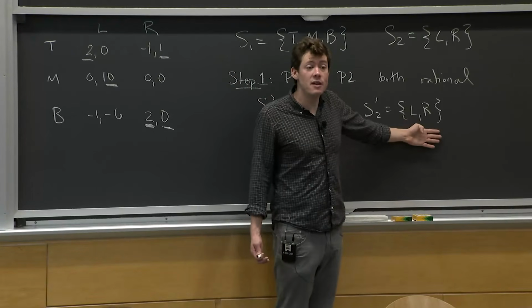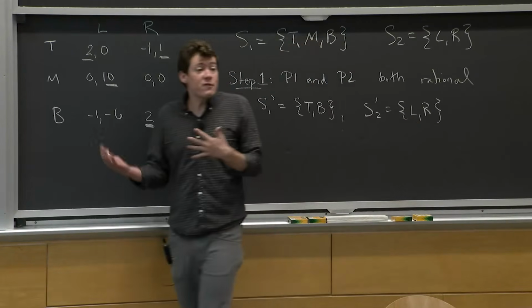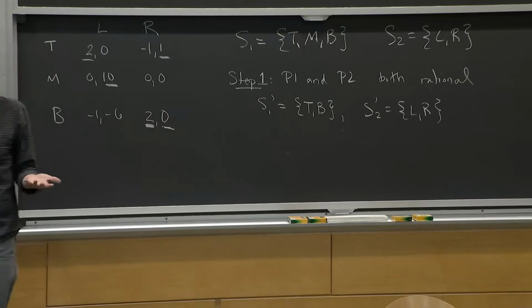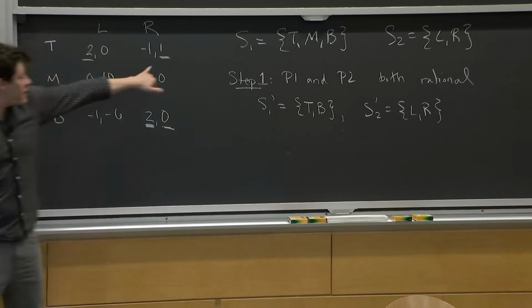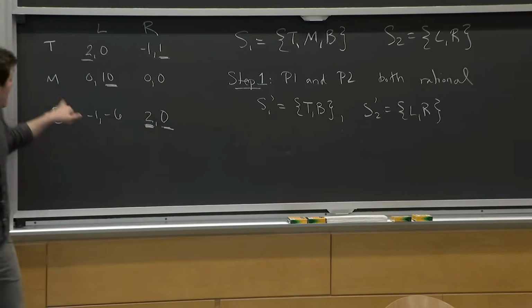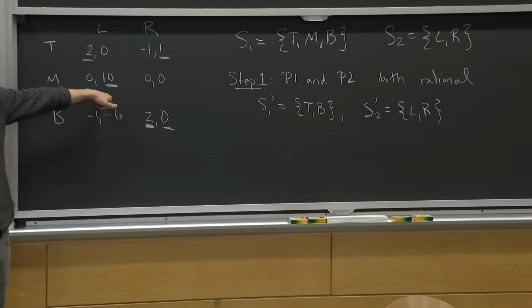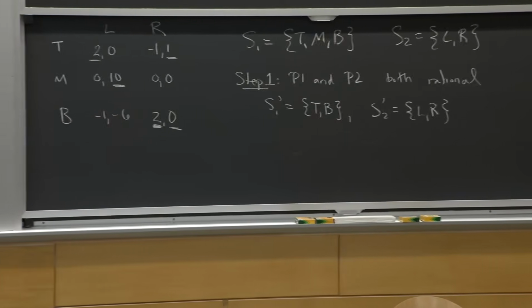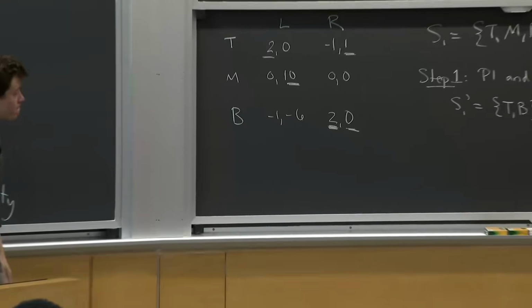We can't say anything else about what they might play because what's best for them depends upon what player 1 does. And if player 1 plays T, it's great for them to play R. And if player 1 plays M, it's great for them to play L. So we can't rule out any strategies yet. So that's kind of step 1.